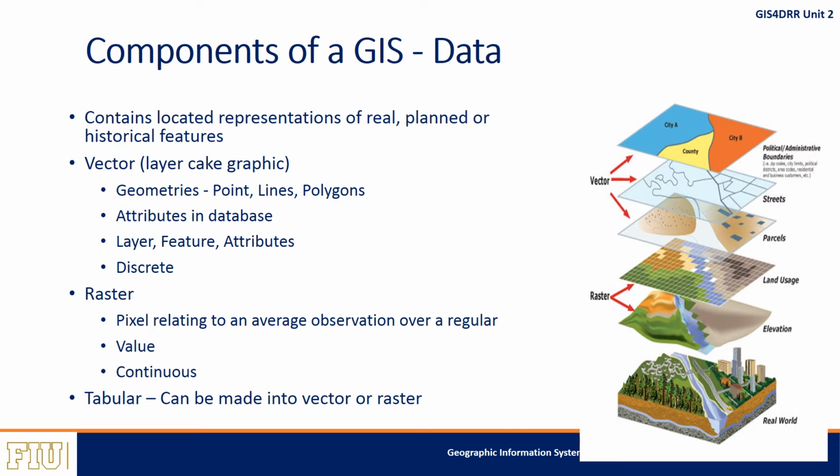Finally, we'll look at tabular data. This is simply spreadsheet data that either contains some referencing to a point on the Earth or can be processed or linked to a unique location to become either raster or vector.